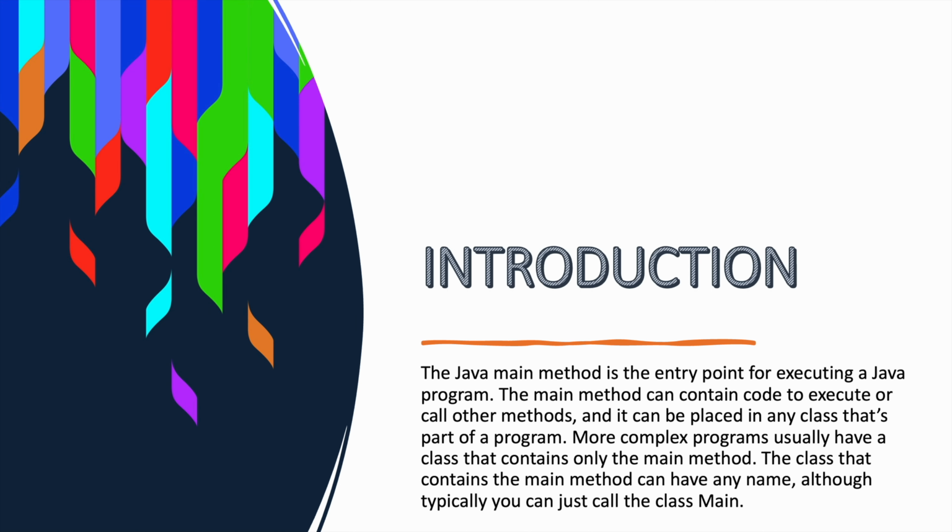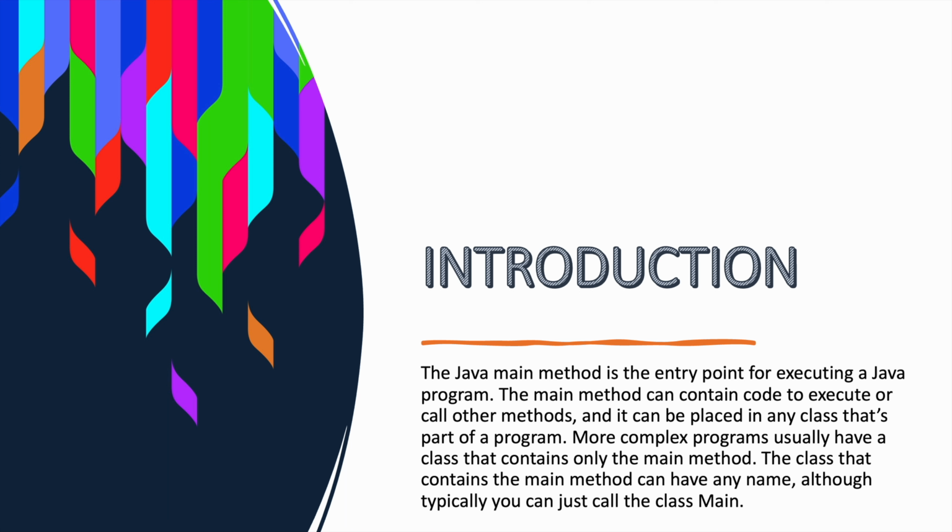Okay, so let's start. In Java the main method is usually the point of executing a Java program. The main method can contain code to execute or call other methods, and it can be placed in any class. More complex programs usually have a class that contains only a single method, that is the main method. The class containing the main method can have any name, although typically you can just call the class Main.